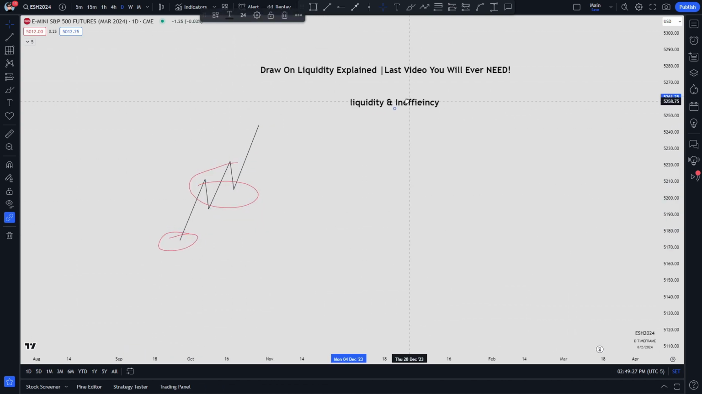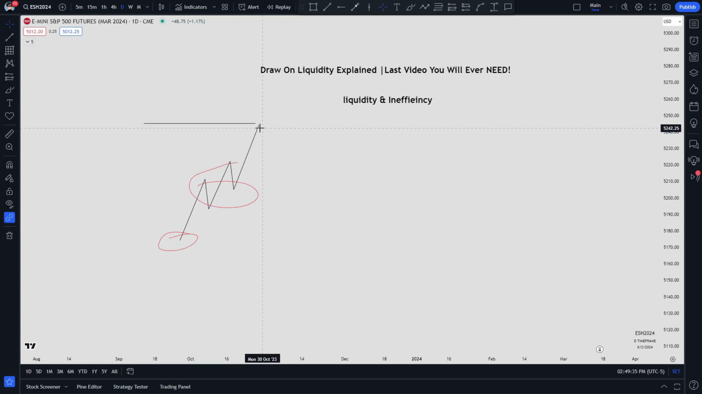But the brief overview of draw on liquidity is it's an area that price is reaching up into. So let's say there's a prior day's high. Price is reaching up into this level. So draw on liquidity can be an area of targeting, and it could also be an area of entry. So if you're looking to get in on a pullback, let's say there's a fair value gap down here, you'd anticipate your draw on liquidity to come down into this fair value gap for the continuation move higher.